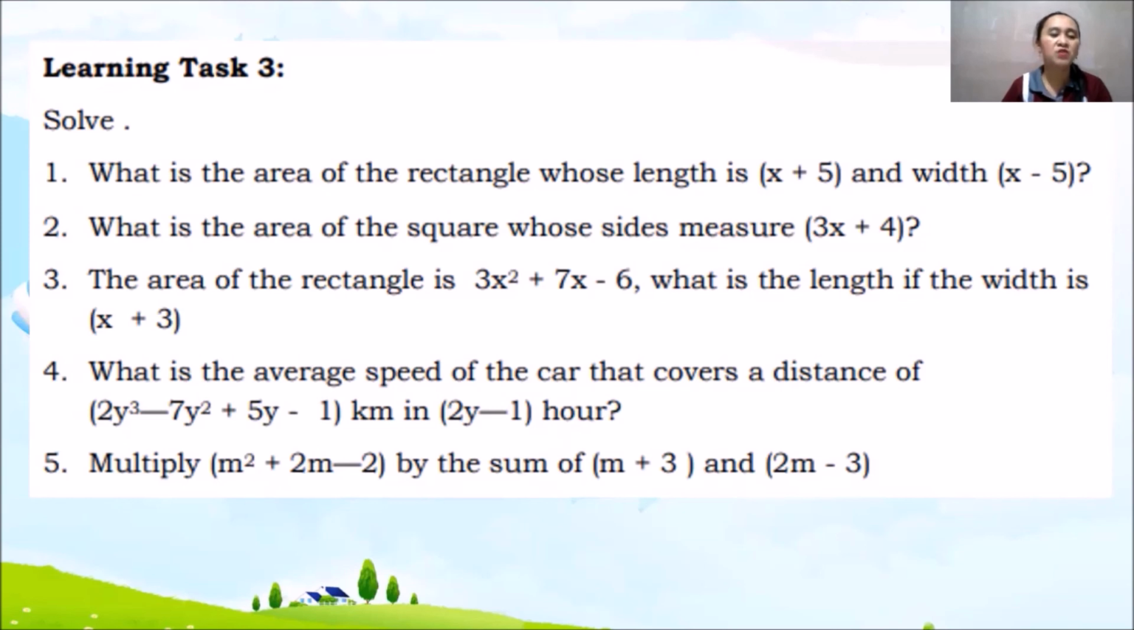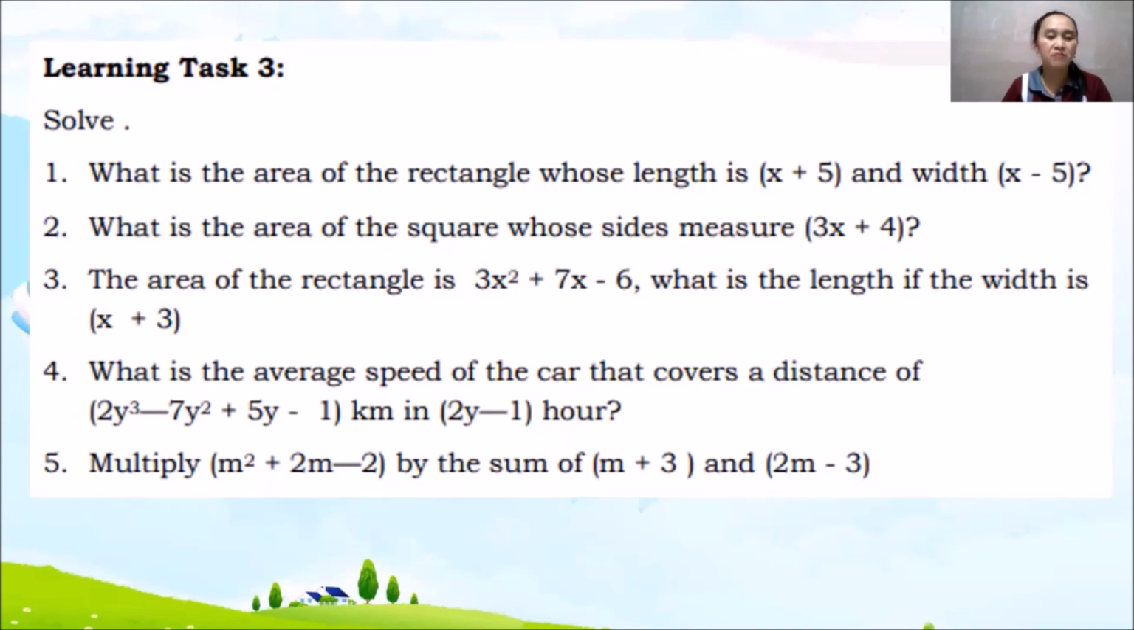Then number 4, what is the average speed of the car that covers a distance of 2y cubed minus 7y squared plus 5y minus 1 kilometer in the quantity 2y minus 1 hour? So, solve first or find first what is our formula for the average speed of the car.